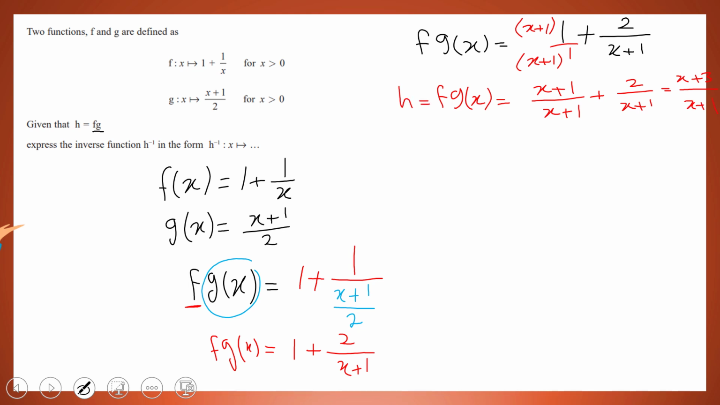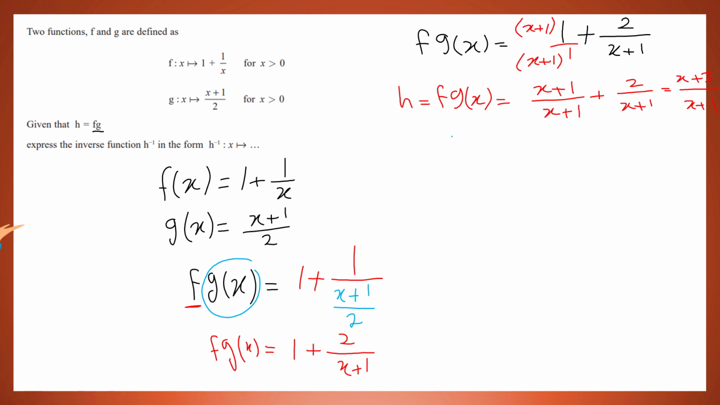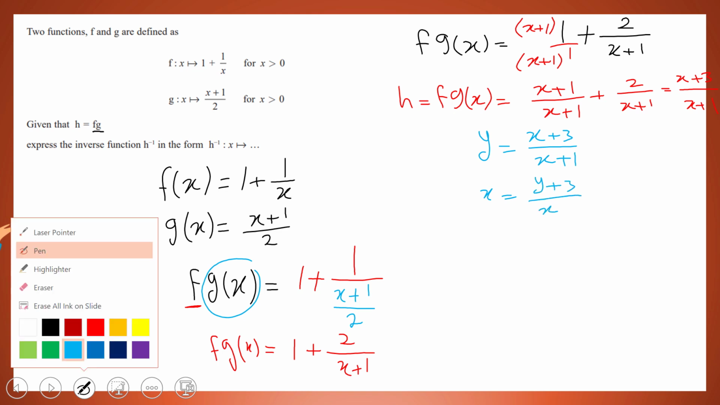Now I need to find the inverse of h. As we know how to find the inverse, first of all, I'm going to call the function notation with the letter y. So instead of this function notation, I'm going to call it y equals x plus 3 all over x plus 1. So what you will do is replace each letter y by the letter x and each letter x by the letter y. It's going to be x equals y plus 3 over y plus 1.